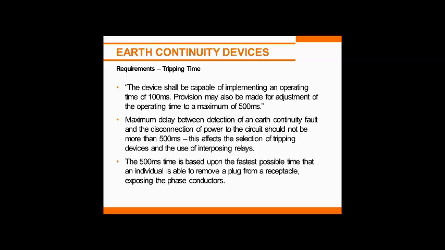Okay, the standard also calls up that the relay should be able to trip within 100 milliseconds, and that you can have a provision to delay that trip time if you want to up to a maximum of 500 milliseconds. The original idea of the maximum 500 milliseconds is that that's about the fastest time someone could pull a live plug out between cables, and therefore that would expose live connectors, and by tripping within that time you eliminate the possibility of doing that.